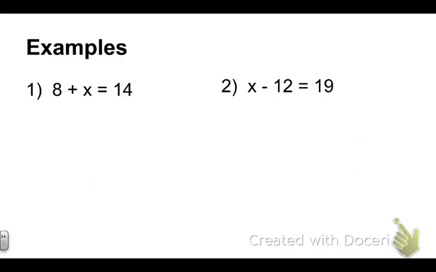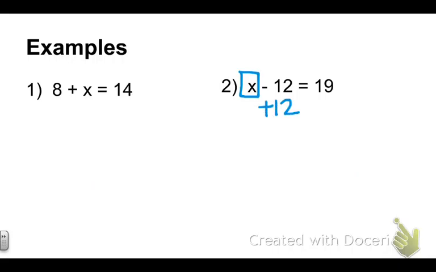Our second example says x minus 12 is 19. Again, you can probably do this in your head, but I want to do this with all of the steps. So isolate the variable. It's a positive x. Get rid of what's happening to it. Well, x is being subtracted by 12. What's the opposite of subtracting by 12? The opposite of negative 12 is plus 12.